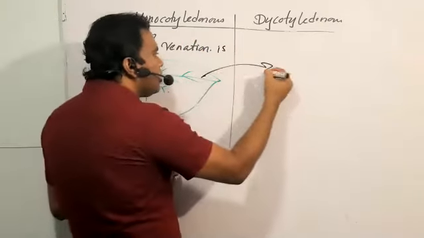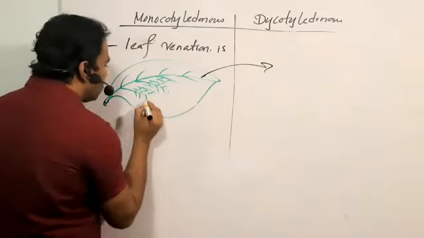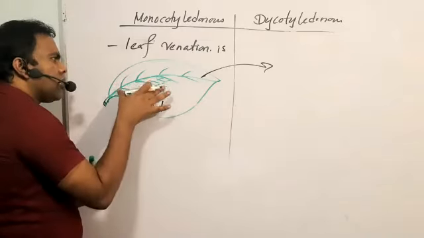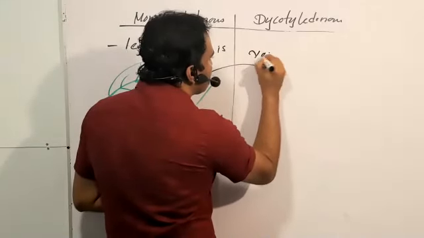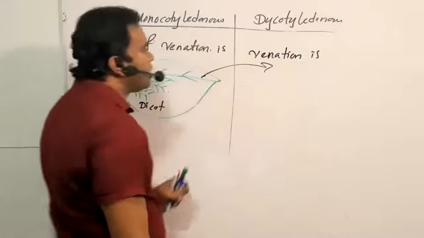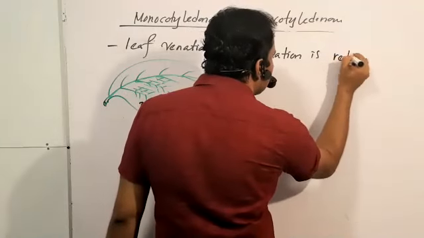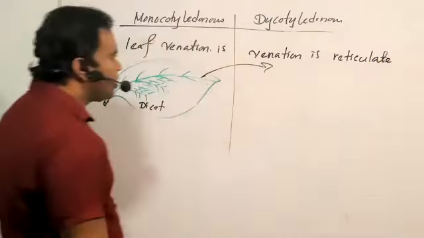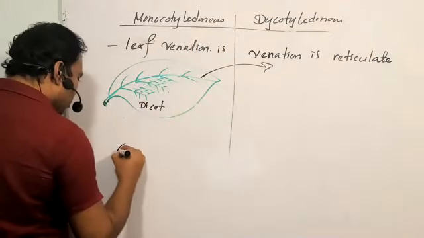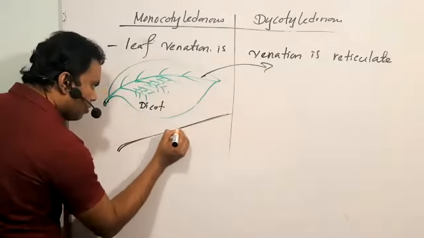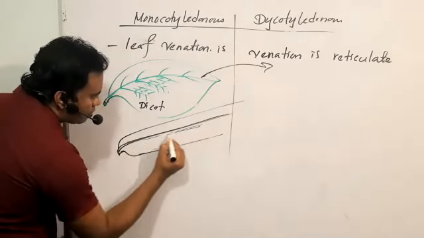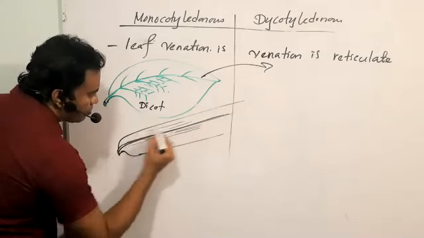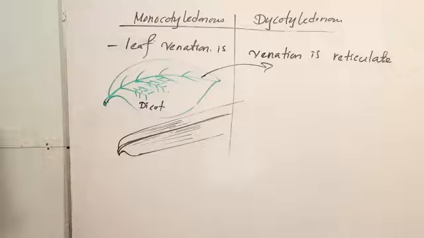This belongs to the dicotyledonous side. So leaf venation in a dicot plant is reticulate. On the monocotyledonous side, guess what kind of leaf this is? Parallel venation. Good. This is a coconut leaf, you can see that. Leaf venation in coconut is parallel.